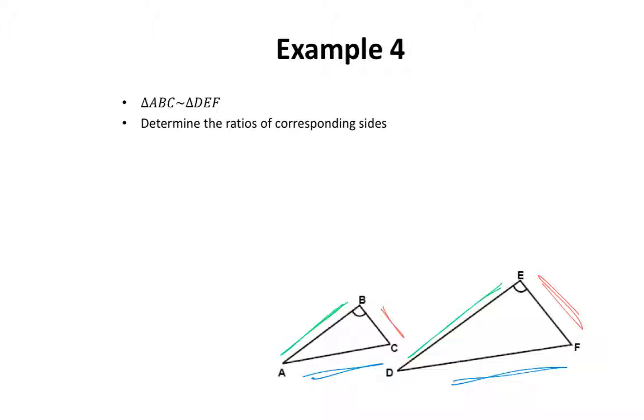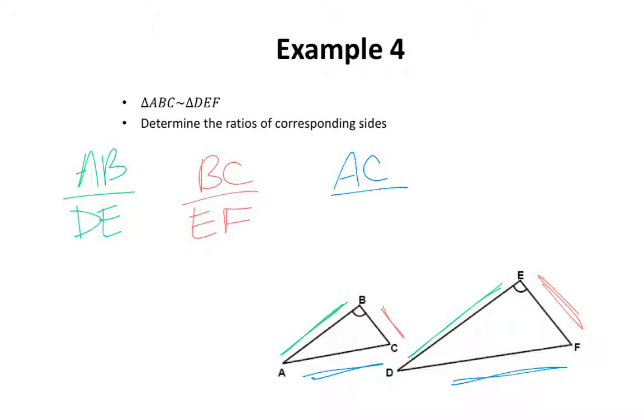So let's go ahead and write our ratios. So side AB corresponds to side DE. Side BC corresponds to side EF. And side AC corresponds to side DF. So like we mentioned in our previous lesson as well as today's lesson, ratios of corresponding sides are equal.